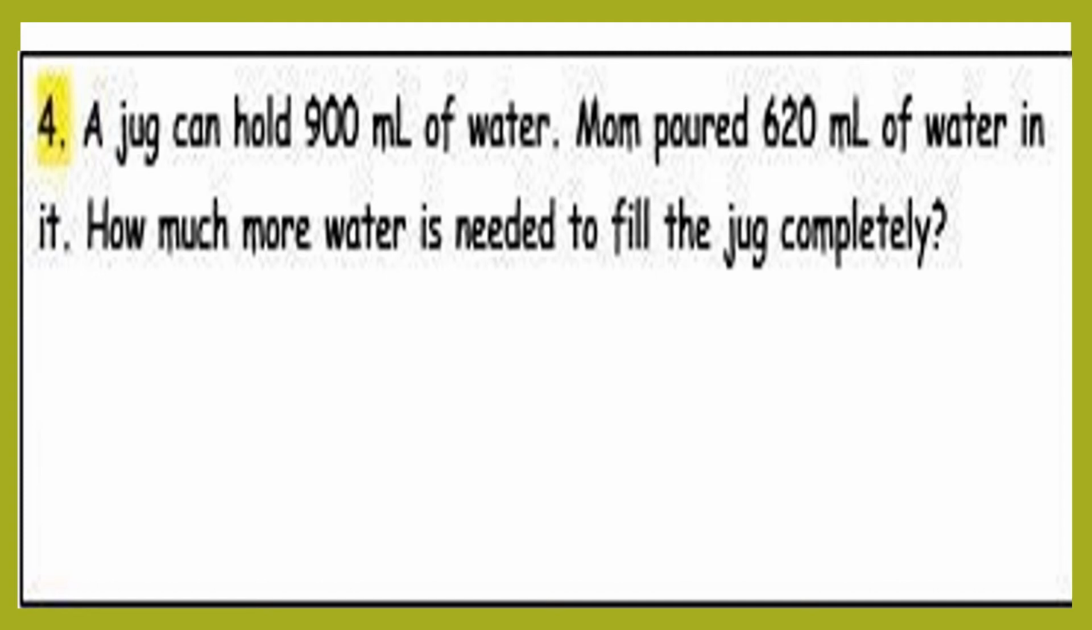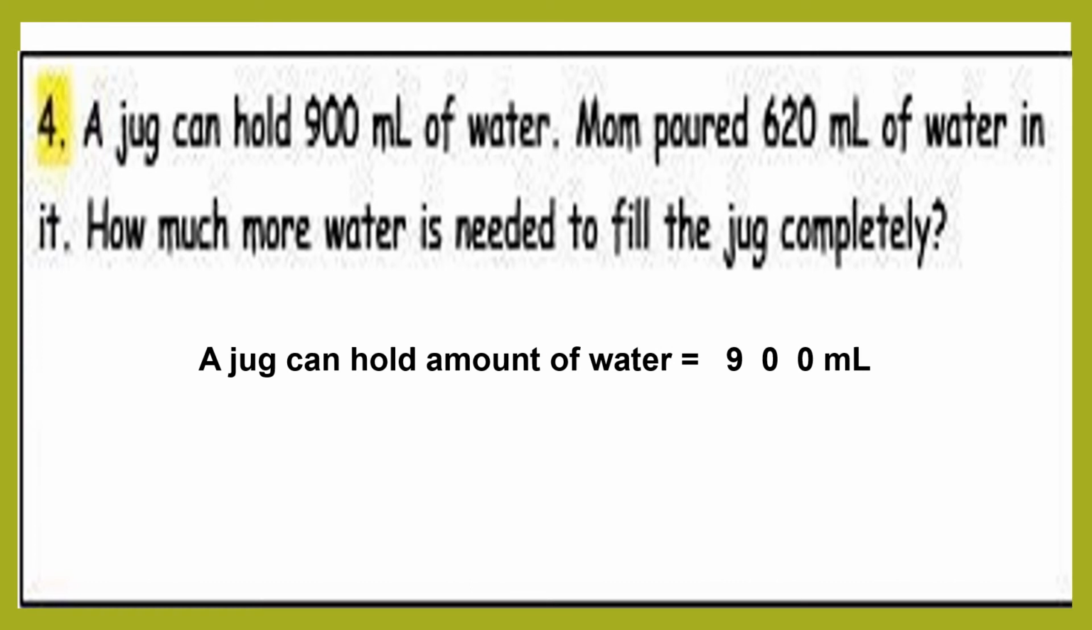Now what is the meaning of the question here? That means a jug's capacity is 900 milliliters. You can fill water in that up to 900 milliliters. But mom poured 620 milliliters of water in it. So how much water is needed? That means how much more water you can fill in that jug to make it complete. So what you are going to do? You are going to subtract.